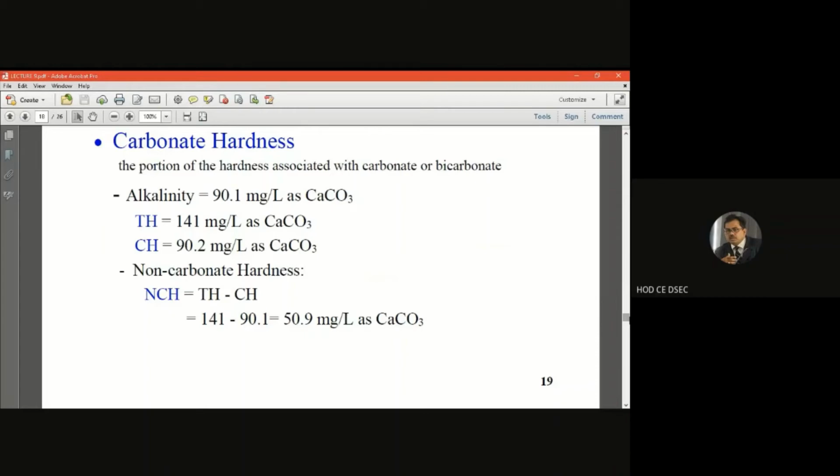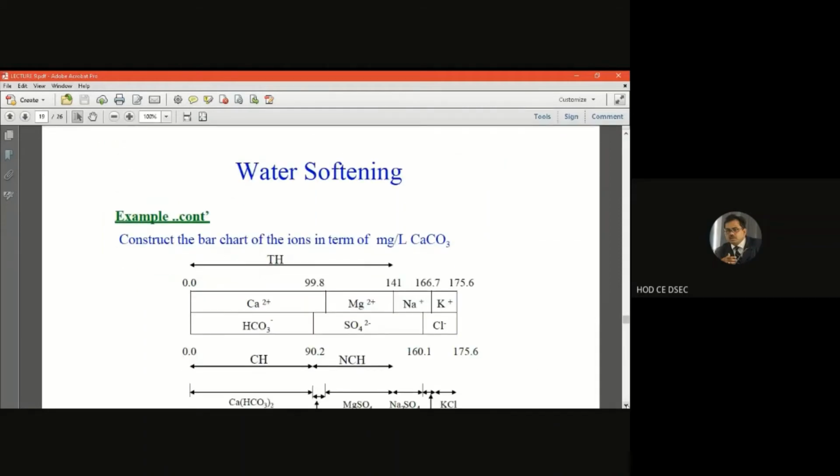And non-carbonate hardness means the permanent hardness due to sulfate, nitrate, chloride, these things. So this is the non-carbonate hardness, I can say the permanent hardness. It is found out as 50.9 milligram per liter as CaCO3. So this is the whole answer of the total hardness which you have already found.